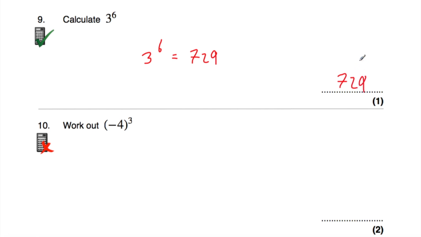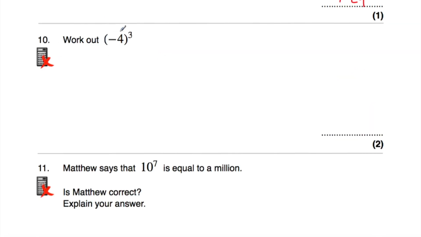Okay, let's have a look at our next question, question number 10. Now, question number 10 says work out -4 cubed. Now, we've got to be careful here because it's a -4 cubed, so we're dealing with multiplication involving negative numbers, and we'll talk about that in a wee second. So we've got -4 multiplied by -4 multiplied by -4. And just remember that a negative times a negative is a positive, and a negative times a positive is a negative. So remember your rules whenever you're multiplying negative numbers together, and negative and positive numbers together.